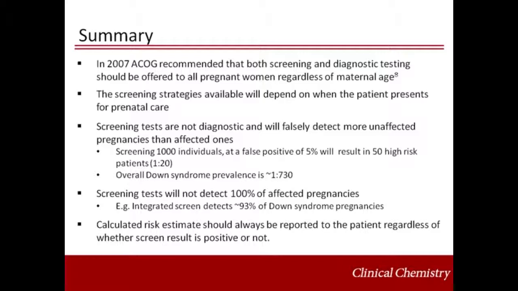As the overall prevalence of trisomy 21 and trisomy 18 is fairly low, these screening tests will falsely identify more unaffected pregnancies than affected ones. For instance, if 1,000 individual women are screened at a false positive rate of 5%, 50 patients will receive a high-risk result. That value of 50 in 1,000 is the same as 1 in 20, and the overall Down syndrome prevalence, not taking into consideration maternal age, is 1 in 730.